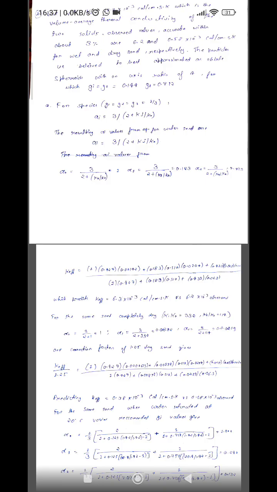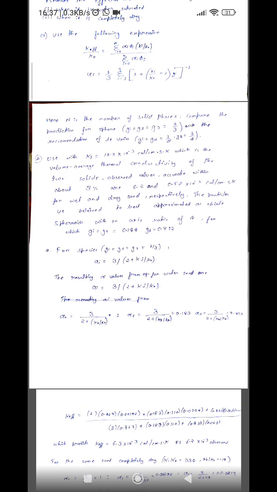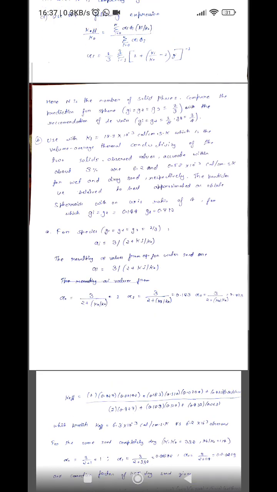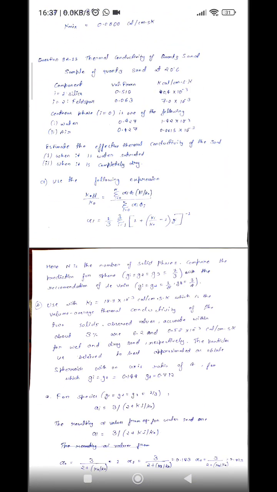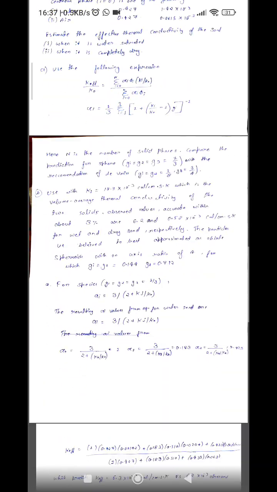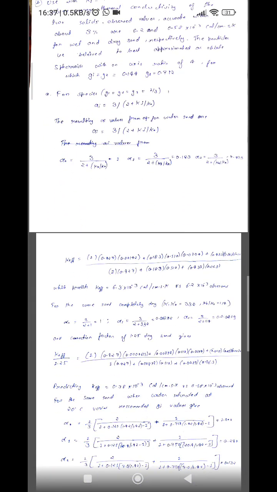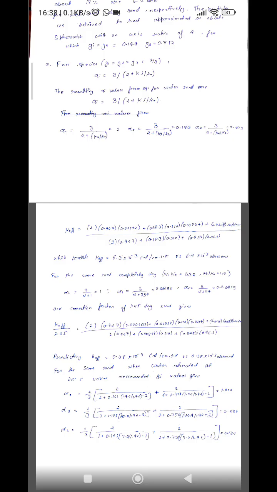So putting the values of alpha naught, alpha 1, alpha 2 in this formula, K effective upon K naught is equal to summation alpha i phi i K i by K naught upon summation alpha i phi naught. So using that expression we have calculated the K effective, which is coming out to be 6.3 into 10 power minus 3 calories per centimeter second Kelvin, right?